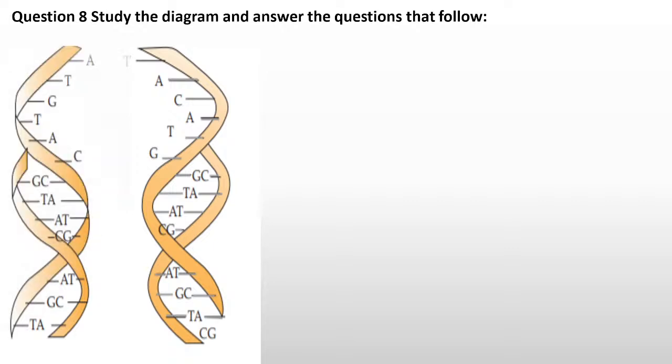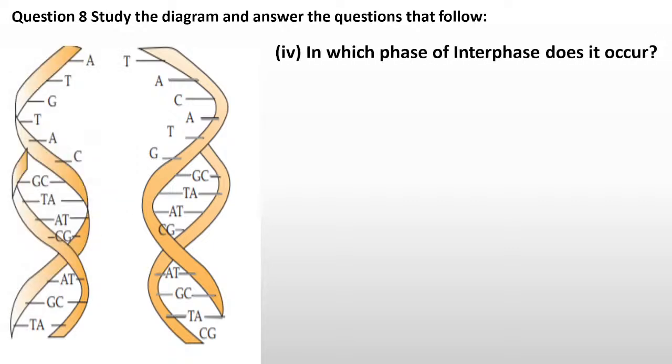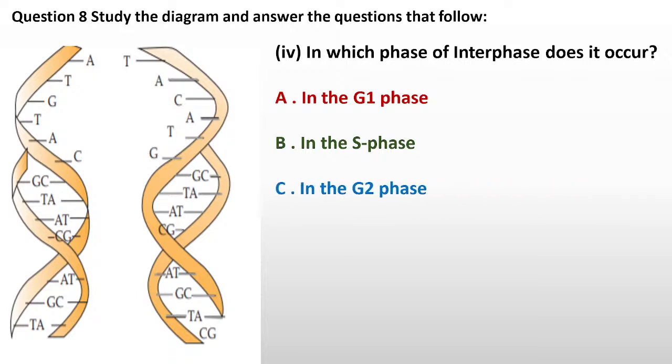Question 8. Study the diagram. Sub-question 4. In which phase of interphase does it occur? You know that this depicts DNA replication. So the question asks you, in which phase of interphase does DNA replicate? Your options are A, in the G1 phase, B, in the S phase, C, in the G2 phase, D, in the G0 phase. So when does the DNA replicate, that is form its own copy?